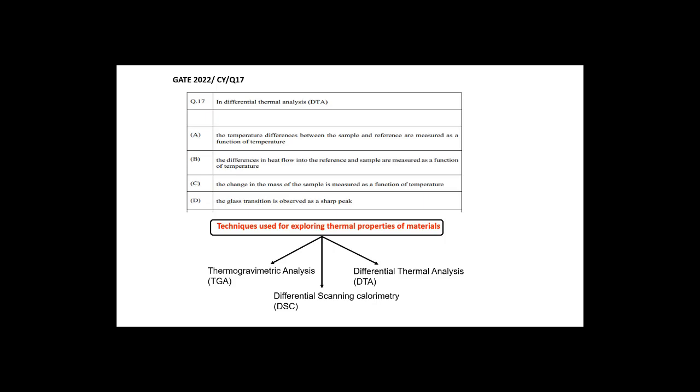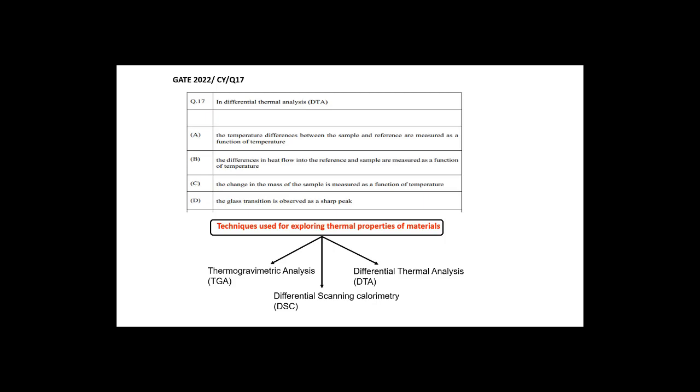B is the difference in heat flow into the reference and sample are measured as function of temperature. C, the change in mass of the sample is measured as function of temperature. And D is the glass transition is observed as sharp peak.